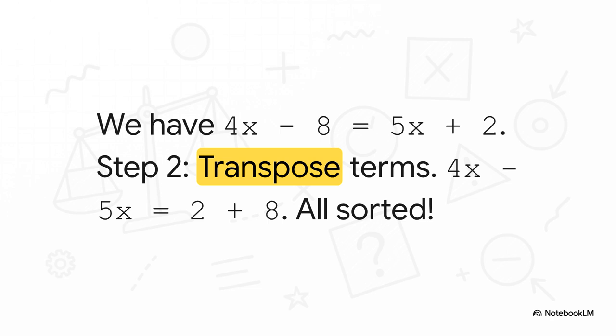Time for step 2, sorting. Let's get all the x terms to the left. That 5x on the right needs to come over. Since it's positive, when it crosses the equal sign, it becomes a minus 5x. Now for the numbers. That negative 8 on the left needs to move to the right. It's negative, so when it crosses over, it becomes a plus 8. There. Now all our letters are on one side and all our numbers are on the other.